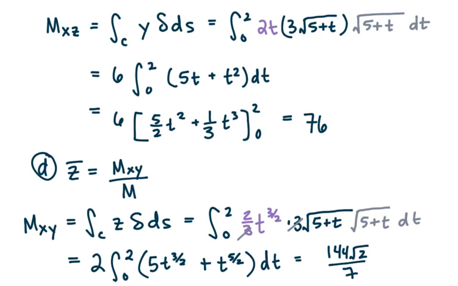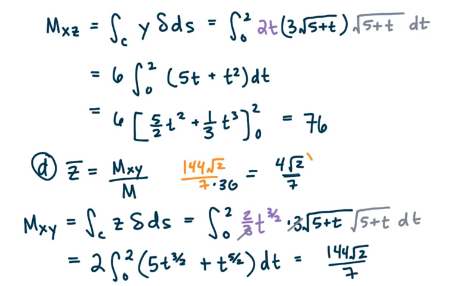Running out of space here. So when we go to calculate z bar, we're going to take this value, 144 root 2 over 7, divide it by that mass, which was 36. And we end up with 4 root 2 over 7.